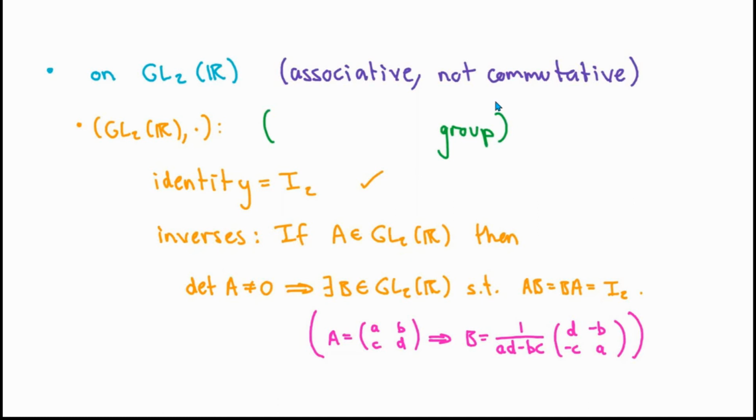Now, earlier in the video, we showed that there are examples of matrices in this set which do not commute with each other when you try to multiply them. So this is our first example of a non-abelian group.